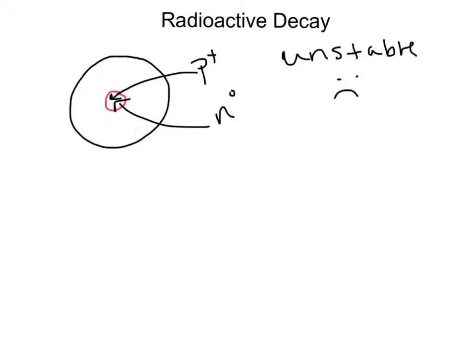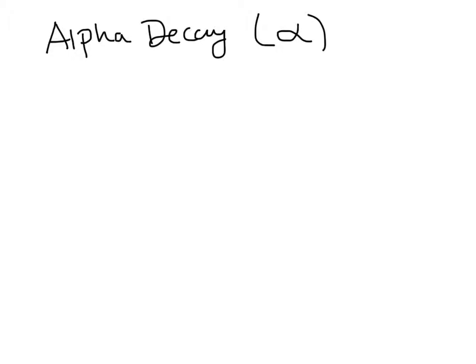Okay, and so let me take a second here to get rid of this stuff. Let me add a new slide. Okay, so one of the forms of radioactive decay is called alpha decay. Okay, and alpha is represented as the Greek symbol alpha, which is this. It doesn't include the parentheses, but just this right here.